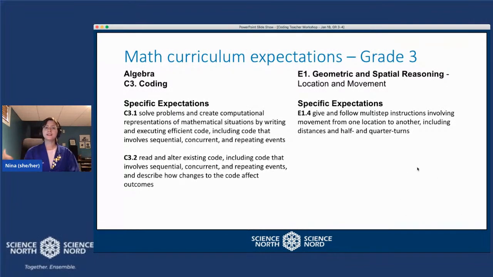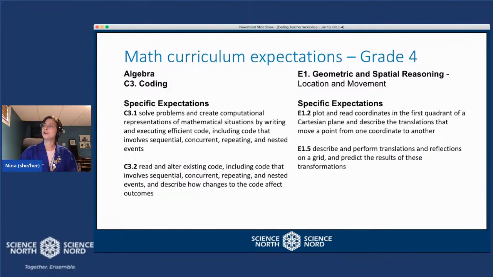The program today does hit our coding curriculum under our C3 algebra expectations, and has very great connections to our geometric and spatial reasoning expectations, because we will be performing transformations on geometric shapes, including translations, reflections, and rotations on a grid. And that is the same for our grade 4s.